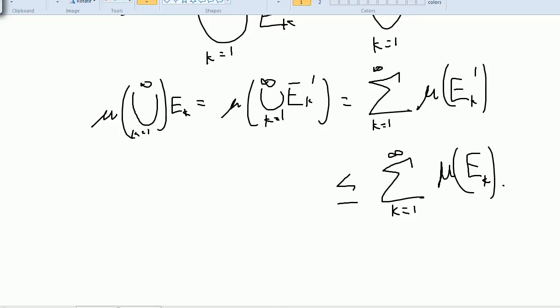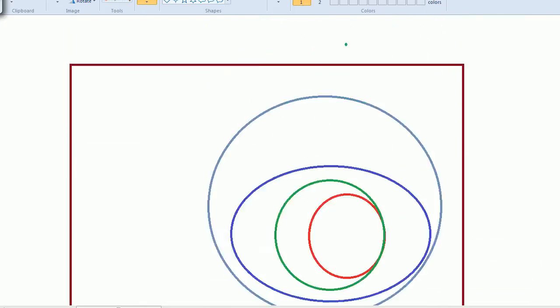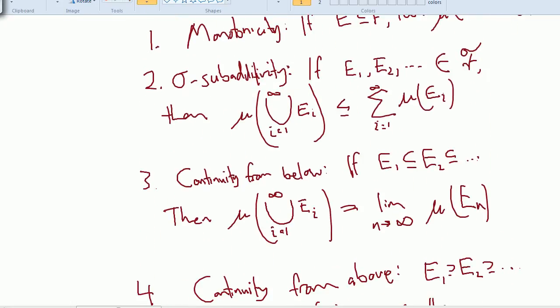Anyway, this gives me the relation I want. If I just circle this part right here, that's what I really want. I've used my E sub k primes, but I don't need them anymore. This is the thing that I'm really after. Okay, so that's given us our first property, monotonicity, and it's also given us sigma subadditivity.